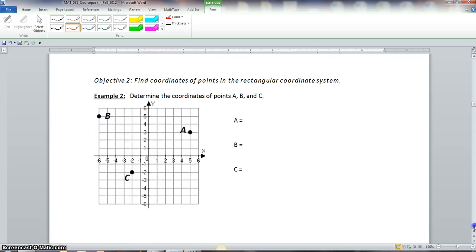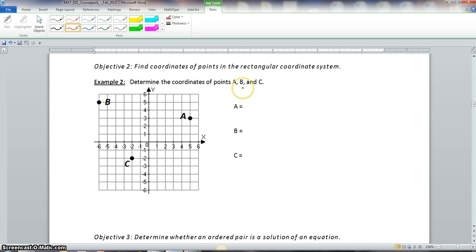Now we scroll down here to the next page, to our objective 2. It says find coordinates of points in a rectangular coordinate system. Example 2, determine the coordinates of point A, B, and C. Okay, first we're going to travel on the x-axis starting from the origin. Now to get to point A, we move 1, 2, 3, 4, 5 places. So far we know our x is 5. Now from this x value of 5, we go up to this A value. We have 1, 2, 3. We went up 3, so our y value will be +3.